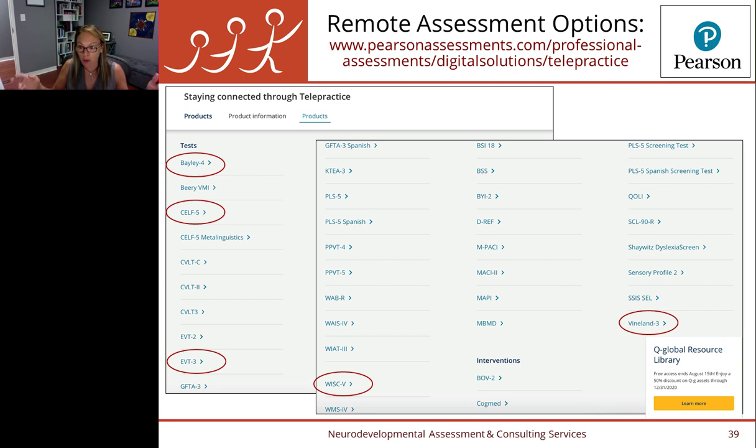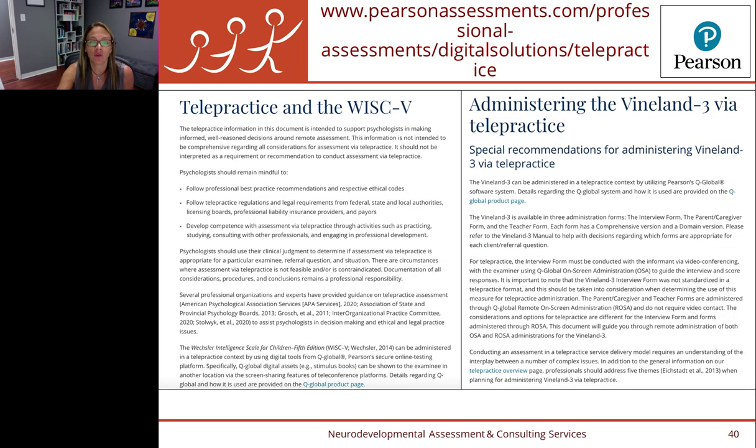Are they all completely valid and reliable? Of course not. Not everything out there was standardized in this manner. However, we've already been in COVID for several months, and so some research is underway on this to say, actually, we do have data looking at the WISC-5, for example, being conducted remotely. And if you click on any one of these, you will get a host of information on how to administer that particular assessment via Telepractice.